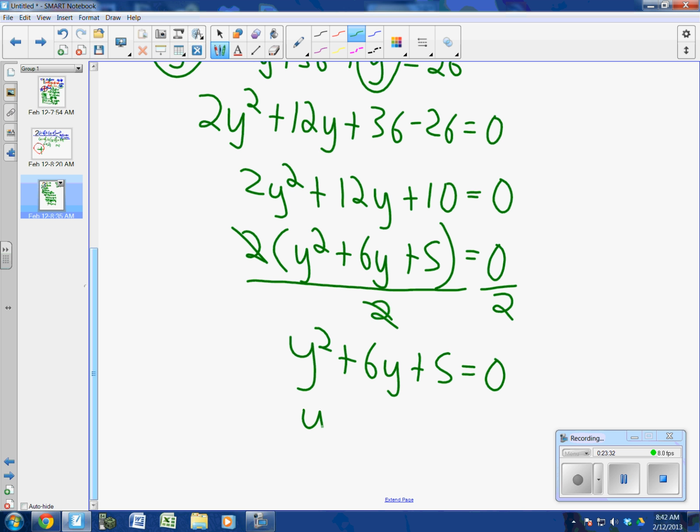So that's the answer, 5 and 1? No. That's what the factors are. y plus 1 and y plus 5. What are the answers for y? -1 and -5.